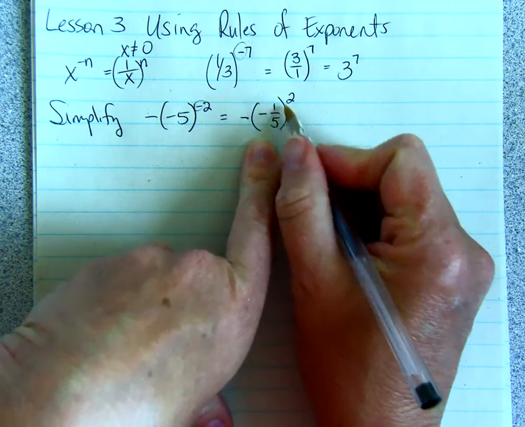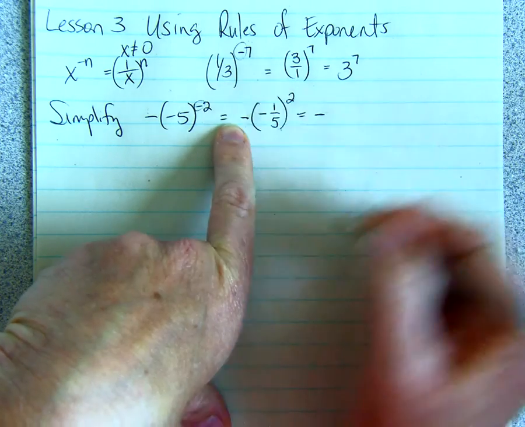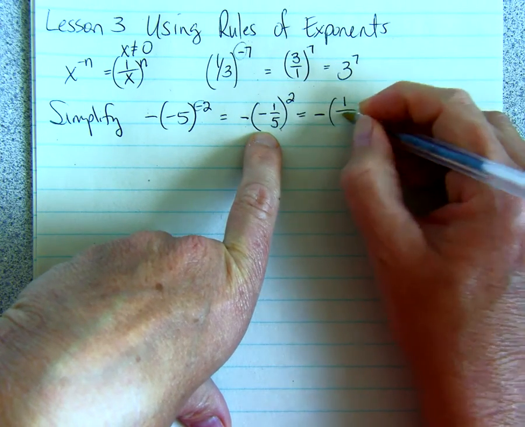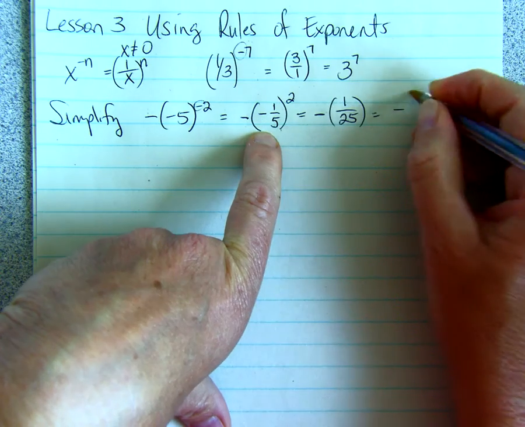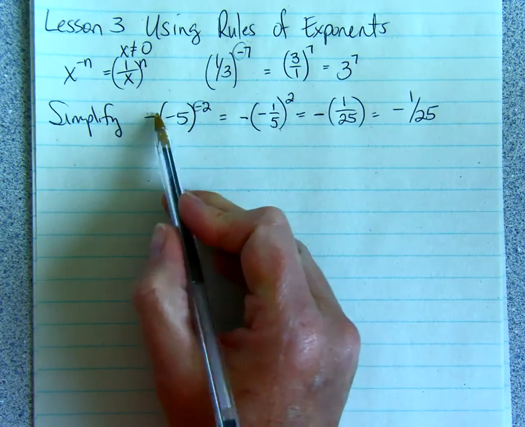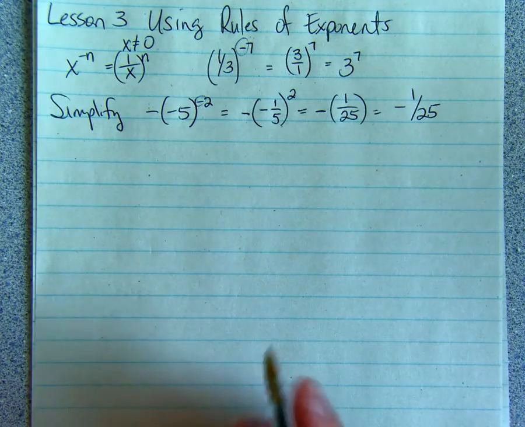So I have to do parentheses and exponents first, so my negative sign stays out here. I square 1/5, which is 1/25, so the answer is negative 1/25. So the opposite of 5 to the negative 2 power is just negative 1/25.